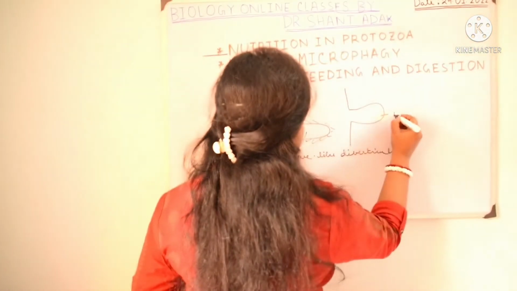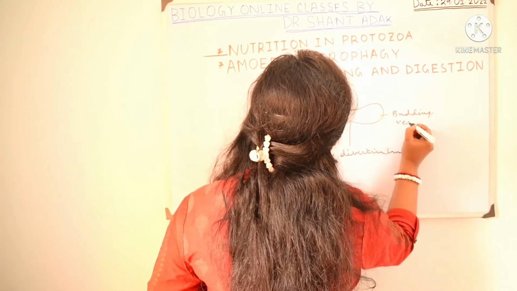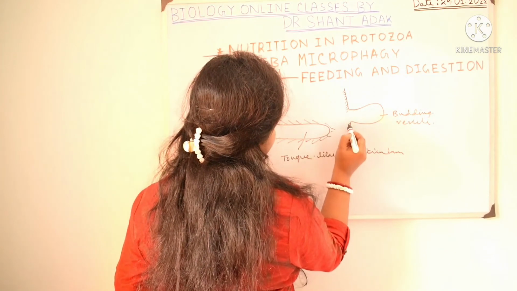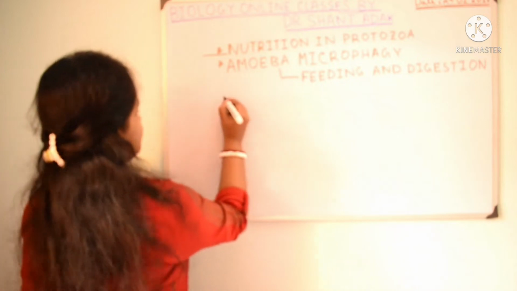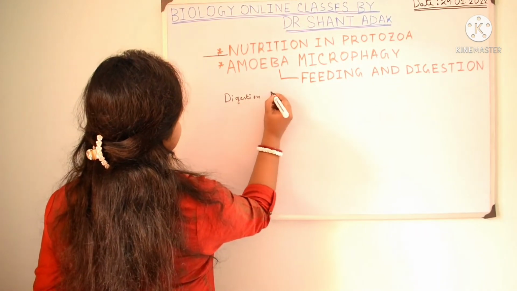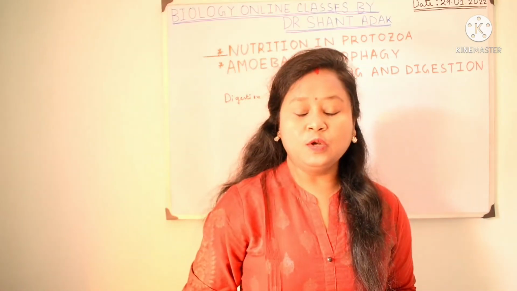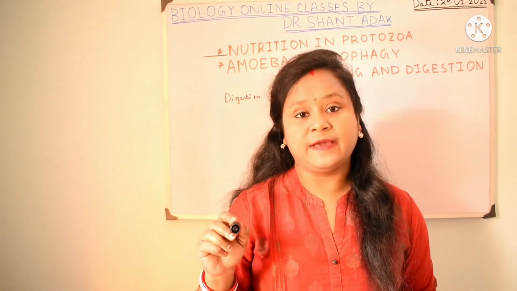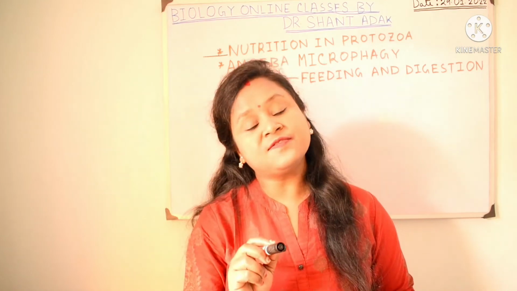And another one is this, a budding vesicle, and this one is food vacuole in membrane. Digestion process. All we have discussed about the acidic phase and alkaline phase, and these two phases together constitute the digestive vacuole.